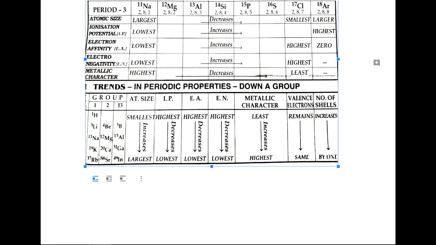Now what is the reason behind it? Because hydrogen has only a single shell but rubidium has many shells, because top to bottom the shell number increases and nuclear charge also increases. That's why atomic size always increases top to bottom. Now what happens with the ionization potential when we go from top to bottom in a group? Ionization potential always decreases top to bottom. Now what is the reason behind it? Because the size of the element always increases top to bottom and effective nuclear charge also increases.